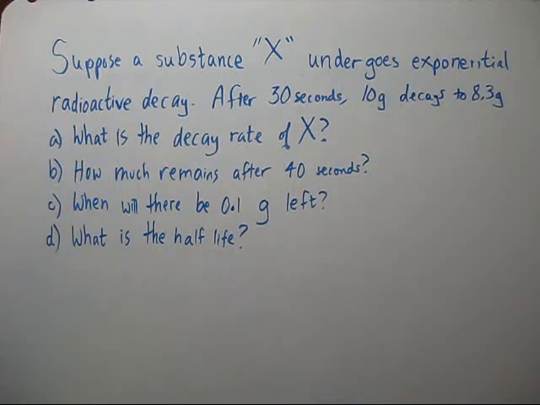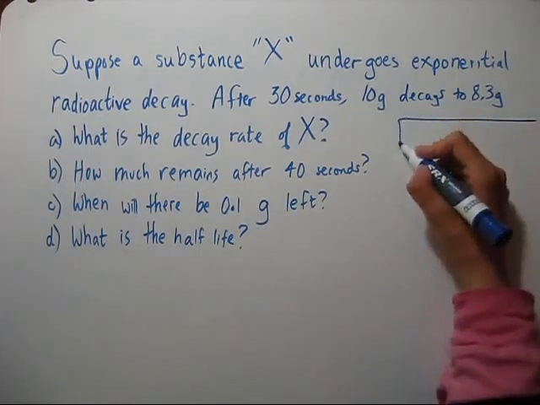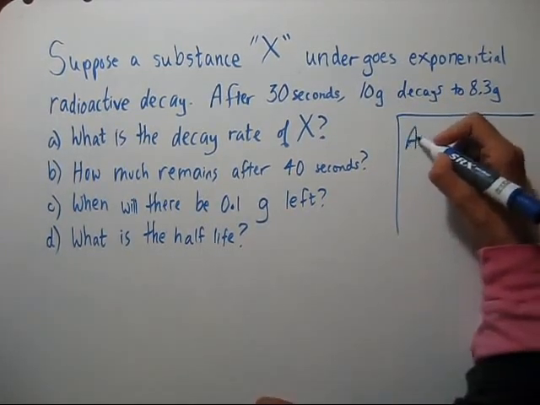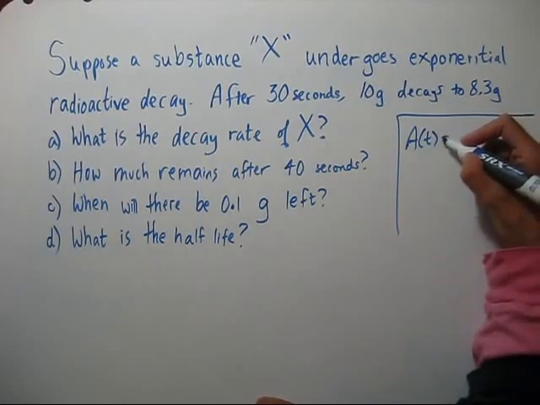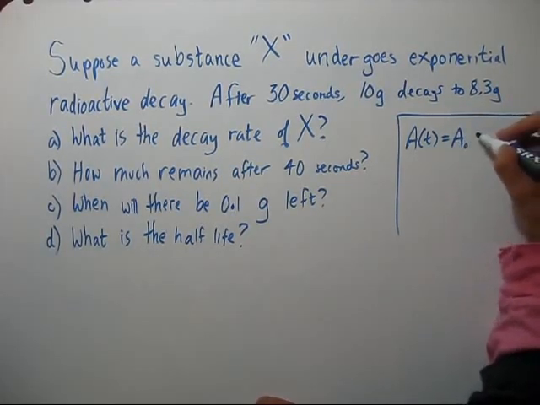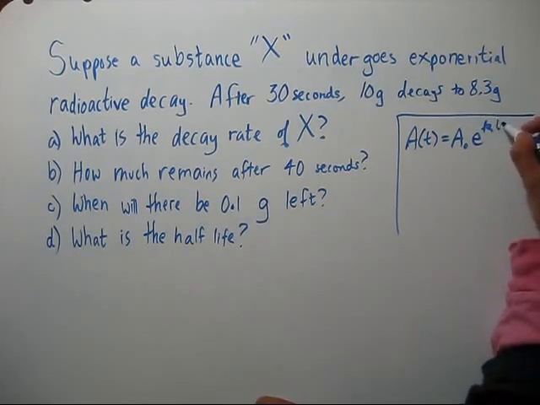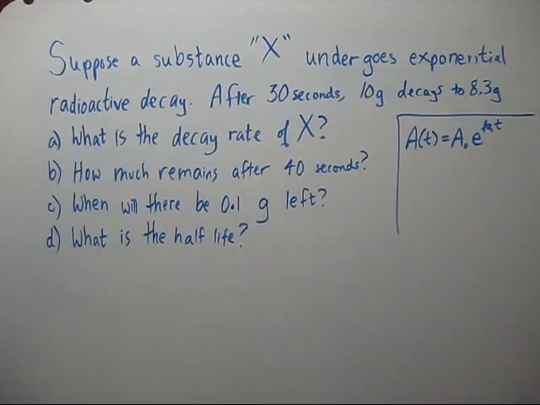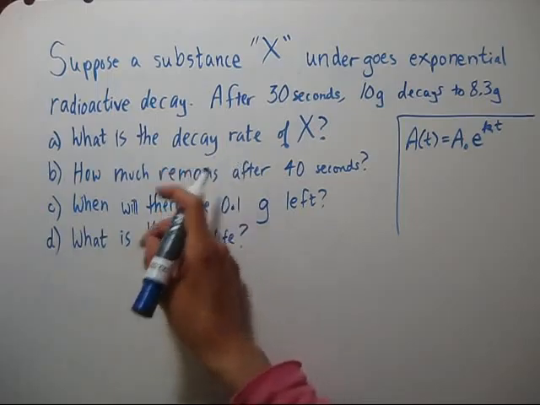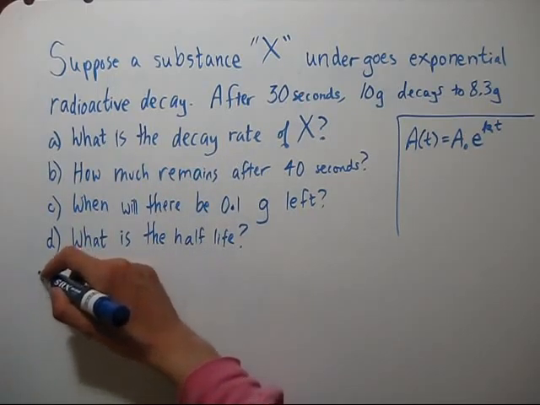Suppose a substance, we'll call it capital X, undergoes exponential radioactive decay. So that means that it obeys the law A of t equals A naught, that's our initial amount, e to the k t, where k is the decay rate and t is the time that elapsed. Note that since we're decaying, k will be negative.